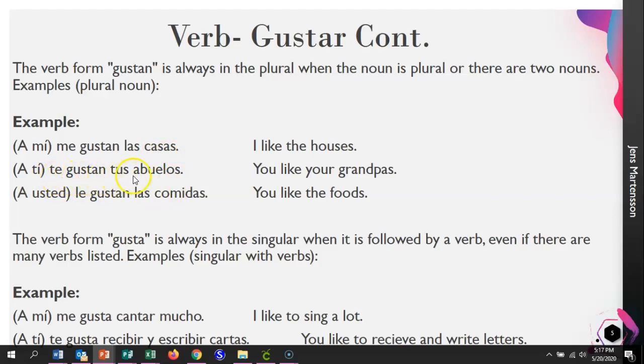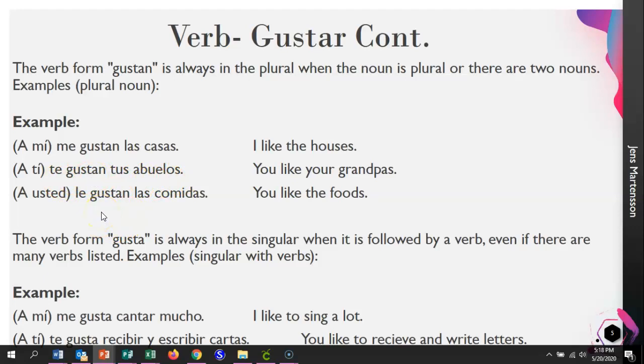Te gustan tus abuelos. You like your grandpas. Okay? So then it would read, te gustan tus abuelos. If you're talking about you, not formal, a ti te gustan tus abuelos. We're talking about more than one abuelo, so this is going to be gustan.